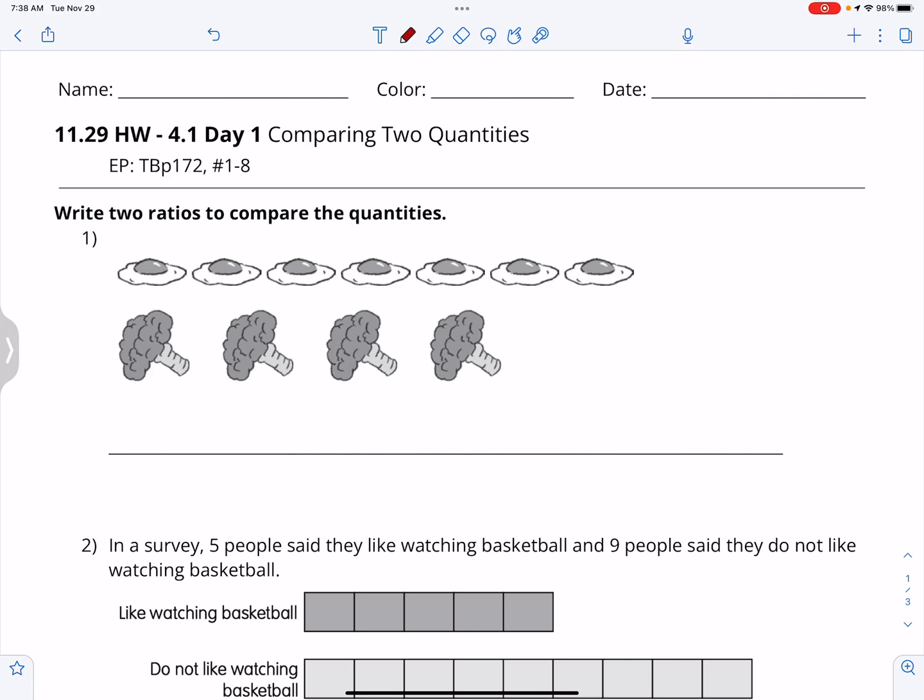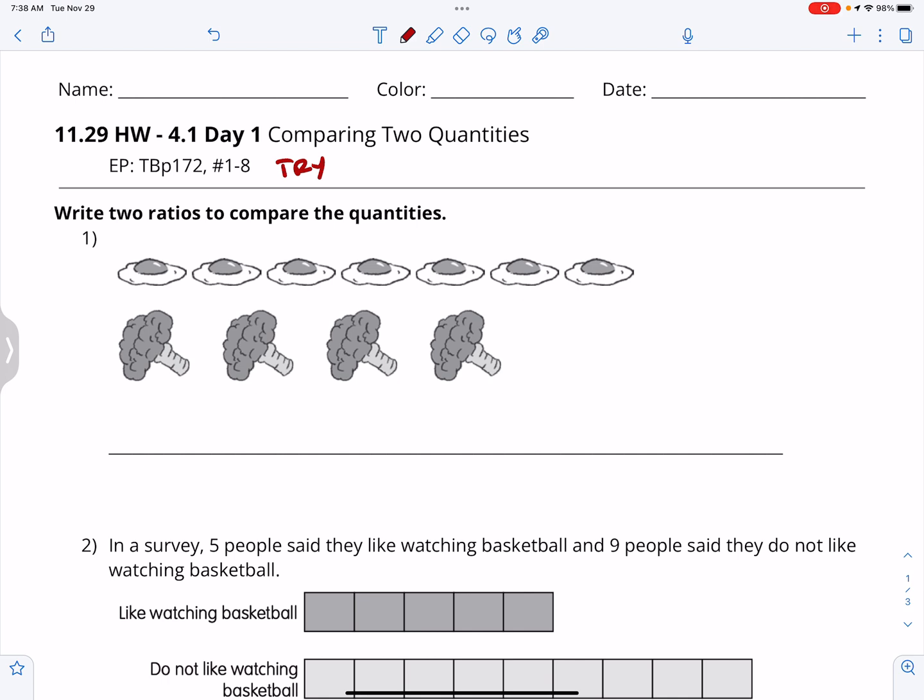Welcome back. Here we are with our Chapter 4 first homework assignment, starting our work with ratios, where we are comparing two quantities. So extra practice, if you need some work on this, is textbook page 172, questions 1 through 8. And I believe that's the try instead of the independent practice.